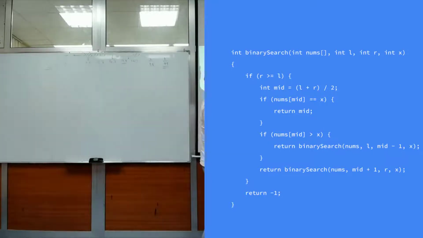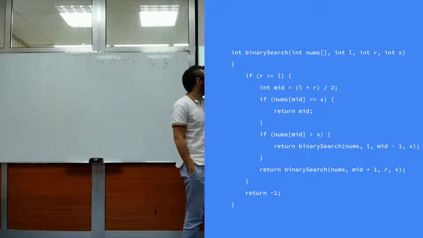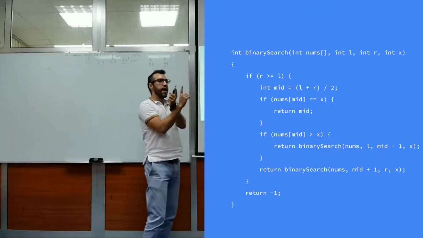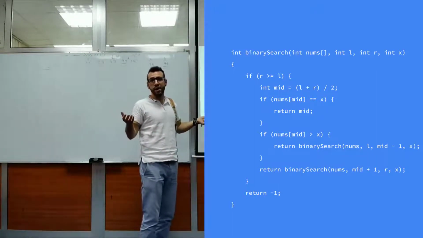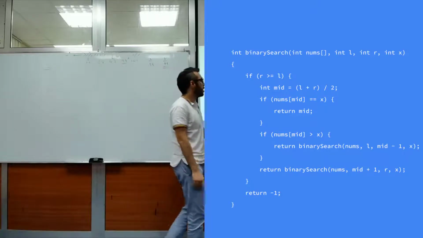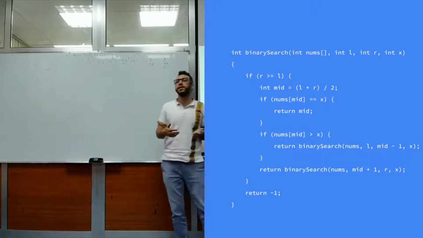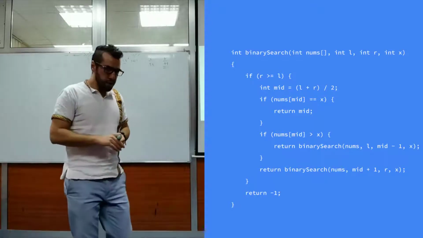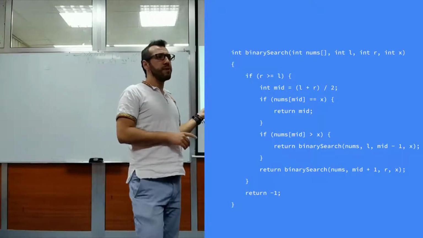And in the end, if we couldn't get any results up to this point, it means we couldn't find our element. If R is not greater or equal to L, our pointers actually passed and we don't have any other elements to look for. At this point, we are returning -1 to indicate that we couldn't find the element. Okay? So, any questions about the recursive implementation?